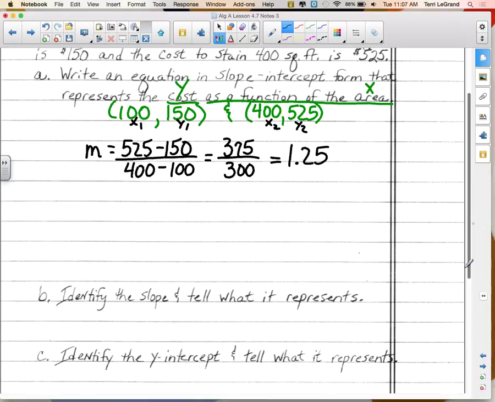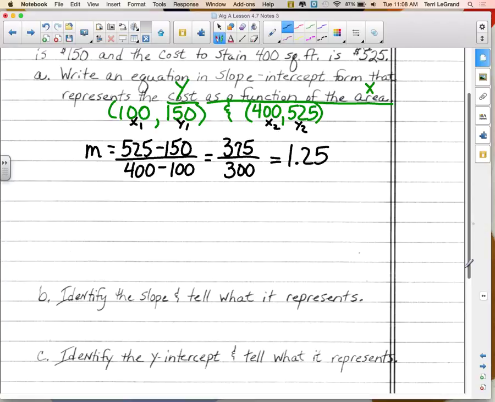If it told us what the total cost would be, then it would say the starting cost to install a deck would be this. So it's kind of like the one-time thing, isn't it? The one-time fee. But how do we know if one of these ordered pairs is it? What does x have to be equal to in the y-intercept? 0. Do we have an ordered pair that has x equal to 0?